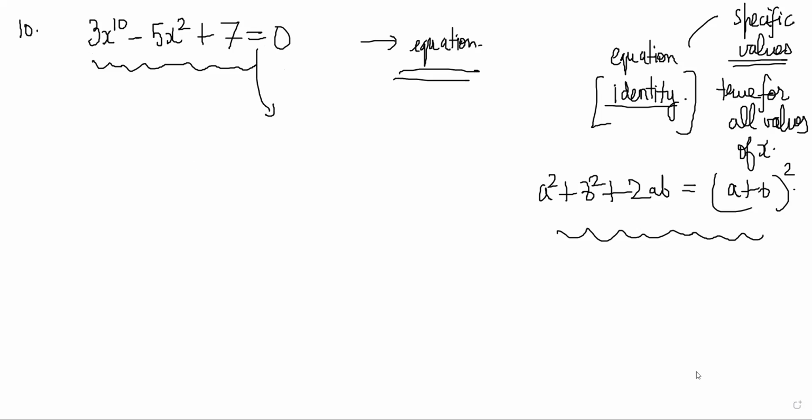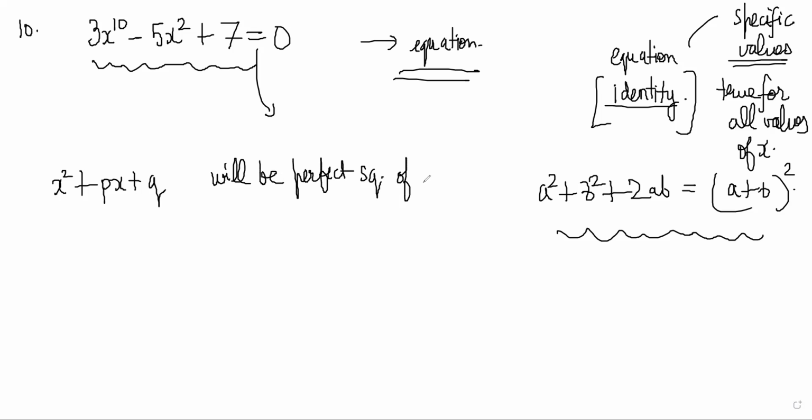Then, 11th one, I think it's b. The discriminant has to be 0. Perfect square. 11th one. See the expression. He's saying x square plus px plus q will be a perfect square. Will be a perfect square of a linear expression. Perfect square of a linear expression. What does that mean? It has only one real solution.